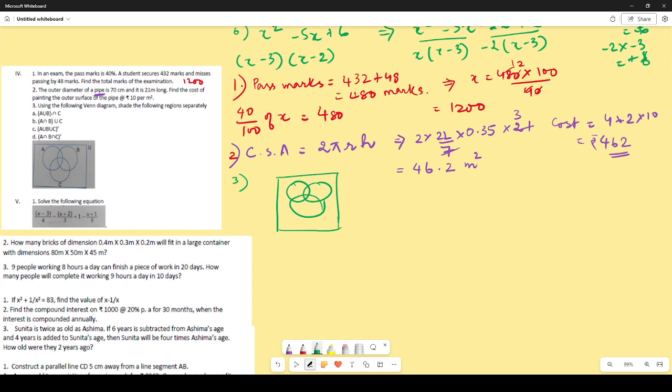Now A union B intersection C. So if you are having A union B, this means A and B, this entire thing you will shade. But then there is intersection C. So that means you have to shade only those regions of A union B which are also present in C. So this should be your diagram for A part. Now let us check out the second diagram.